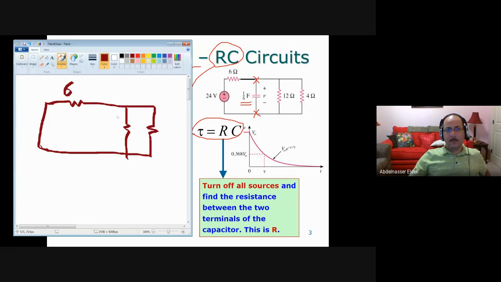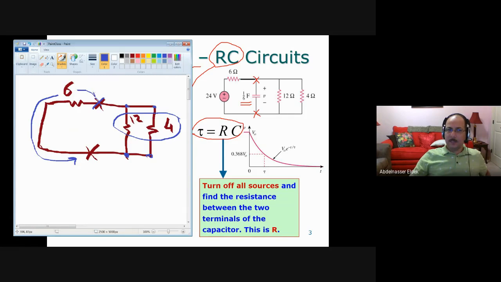So this is 6 ohm. This one is 12. And this one is 4. You don't need the capacitance here because you need to calculate the resistance between these two terminals. And if you look at this, now all these resistors are parallel to each other. Why? 4 and 12 are for sure parallel to each other, because they are connected to each other, like this. And also 6 is connected to this point here from this side, and from the other side it is connected here also.